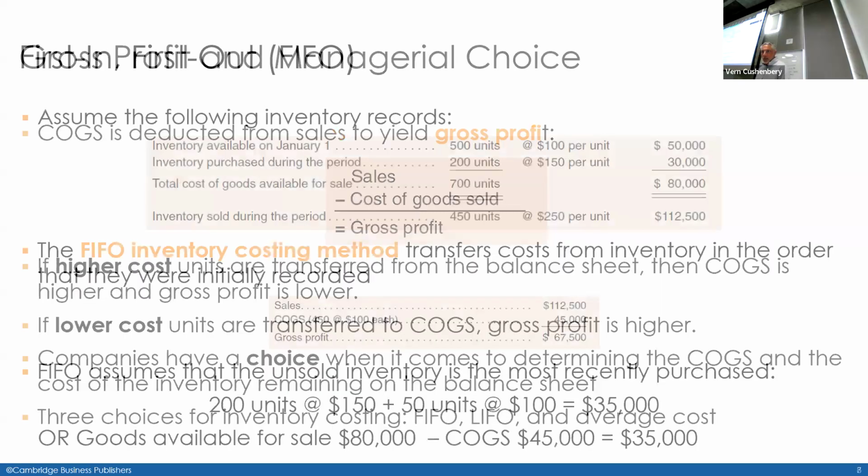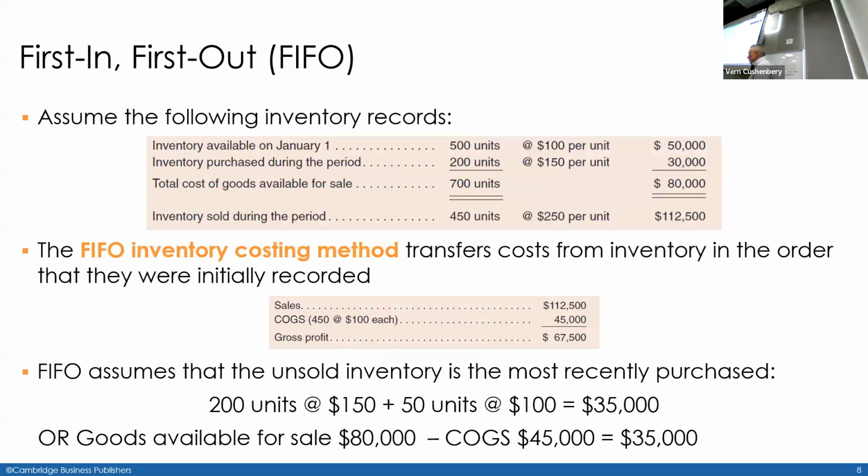Okay, I'm just gonna go straight to an example here and skip the definition, because the example is self-apparent, or I hope it is, as we walk through this. So in this problem, we have assumed the following inventory records, and we want to look at inventory that's available on January 1st.